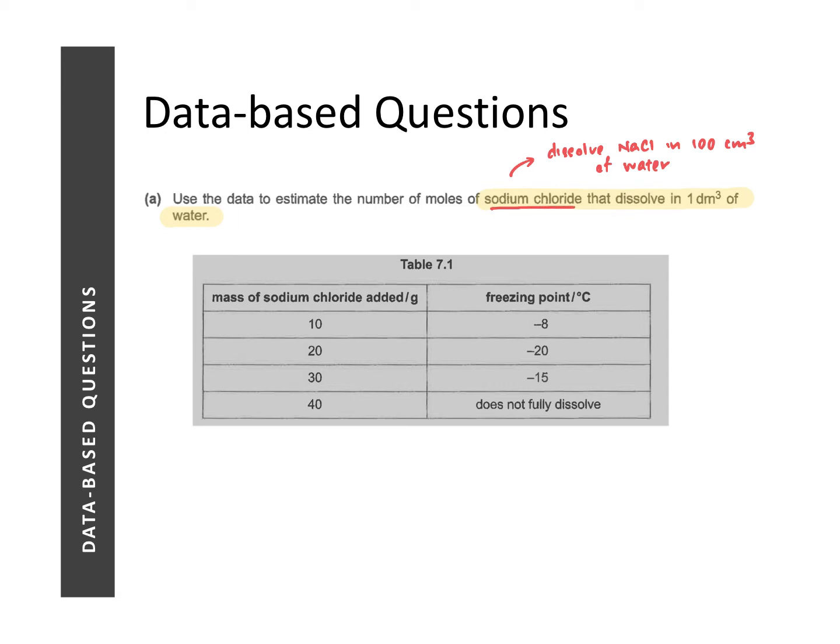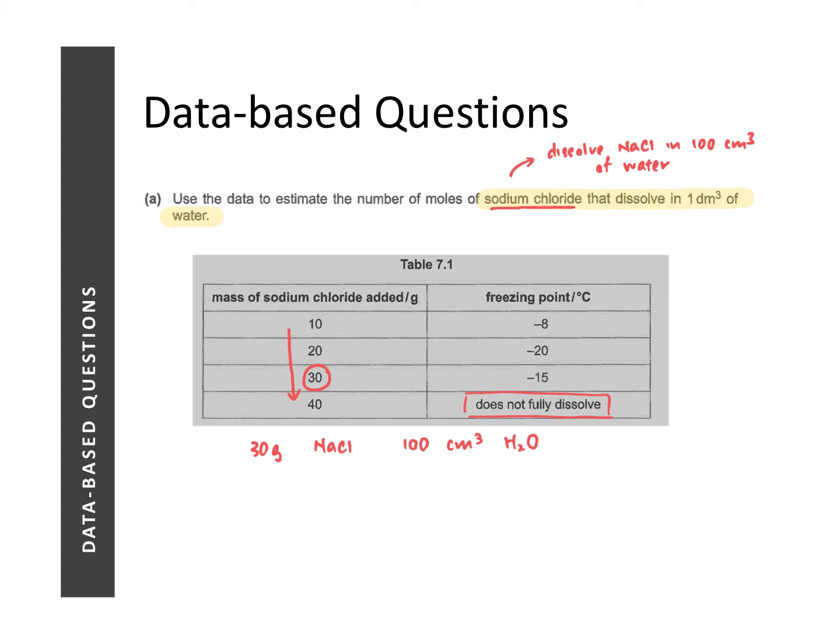And over here, if we take a look, now this is the time where you scrutinize the table and make meaning out of the table. So what the table is telling you is that when we increase the mass of sodium chloride added to water, the freezing point changes. Okay, but at a certain point in time, when you have added 40 grams of sodium chloride, you realize that the solution becomes saturated. Okay, your sodium chloride does not dissolve fully. So the maximum mass of sodium chloride that can dissolve in 100 centimeter cube of water is actually 30 grams. Okay, 30 grams sodium chloride can dissolve in 100 centimeter cube of water.